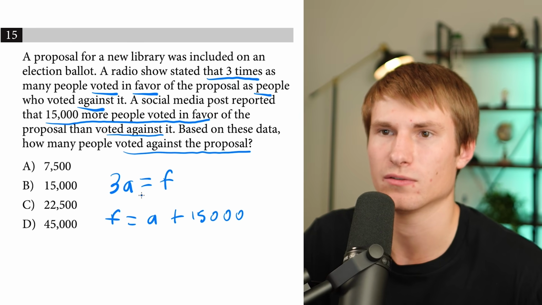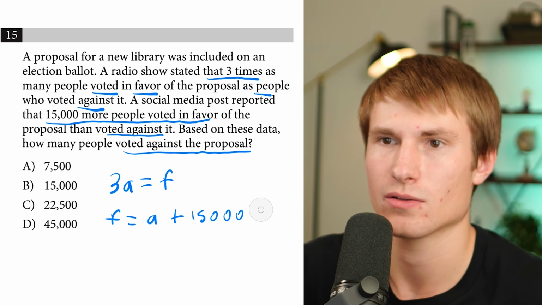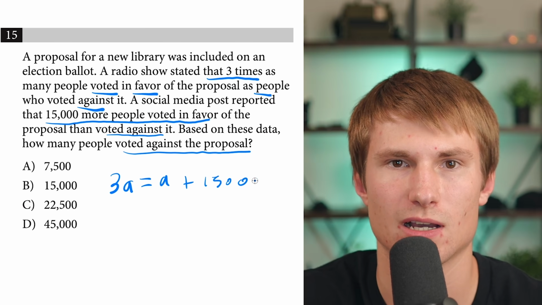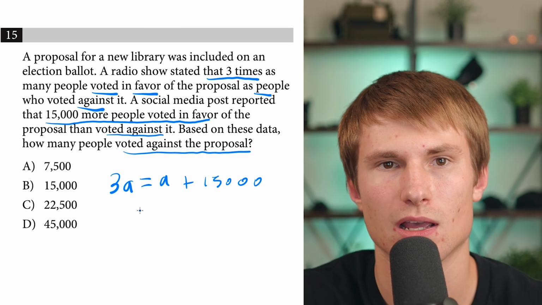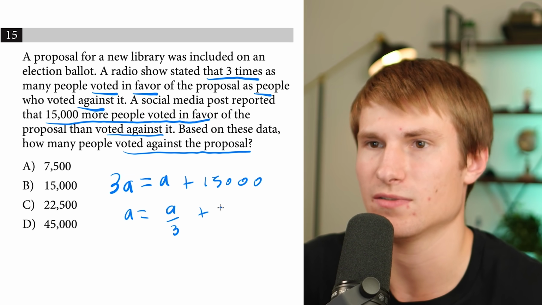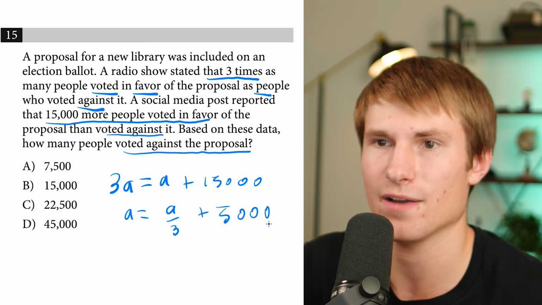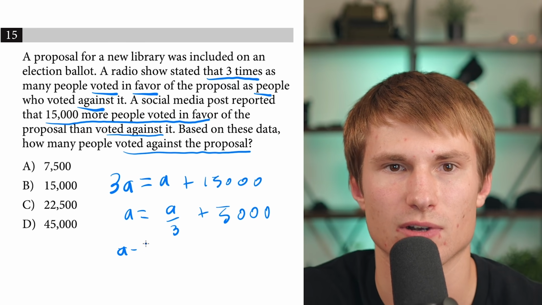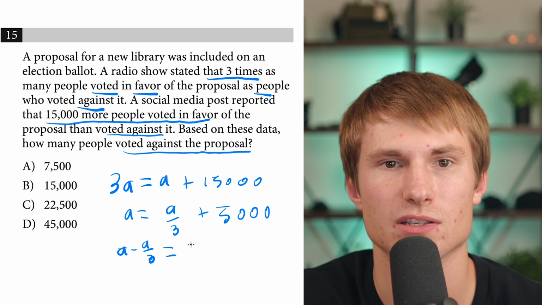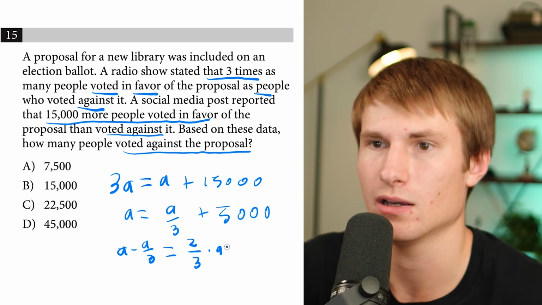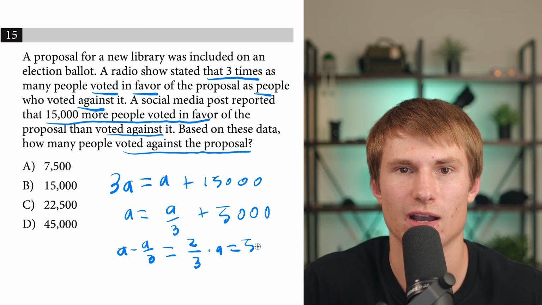So in this case, we want to solve for A. Well, we already have what F is equal to, so we can substitute in. So we would have F is equal to A plus 15,000. From here, I'll isolate A by dividing both sides by 3. So I'll have A is equal to A over 3 plus 15,000 over 3, which would simplify down to 5,000. From there, I'll subtract A over 3 from both sides. A minus A over 3 is going to equal 2/3 times A, which is equal to 5,000 still.